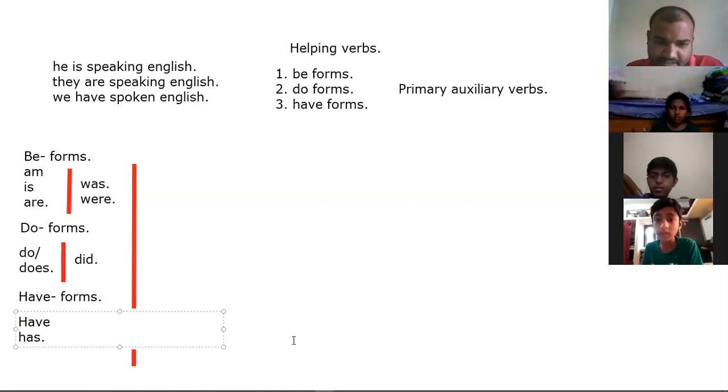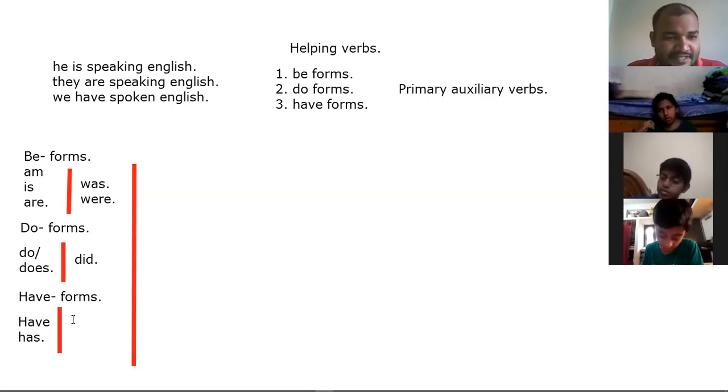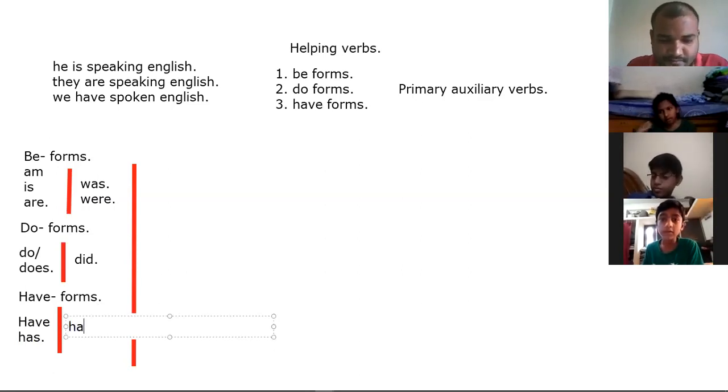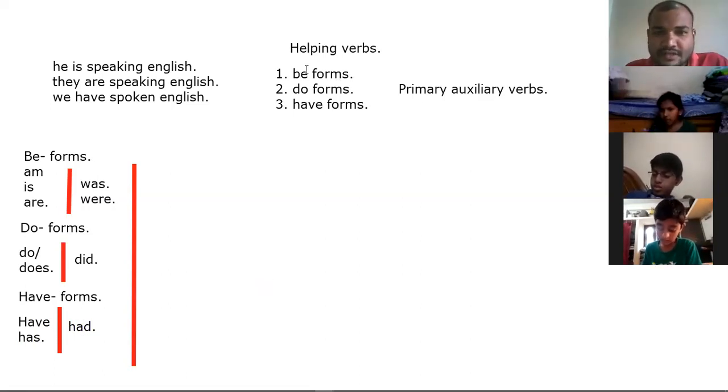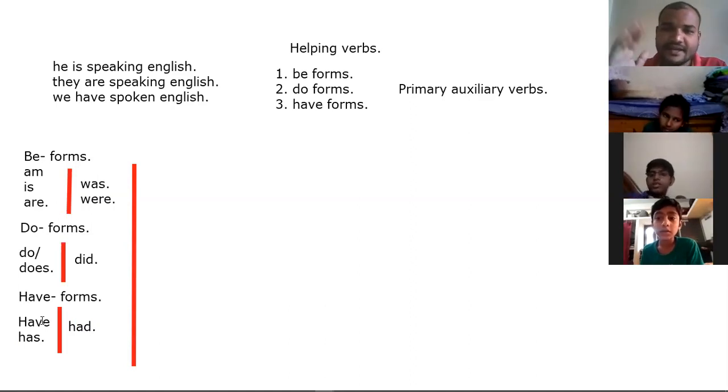Have or has in the present tense. So, how about in the past tense? Had. Very good. So now you have be forms: am, is, are in the present tense, was, were in the past tense. Next, do forms: do or does in the present tense, did in the past tense. Next, have forms: have or has in the present tense, had in the past.